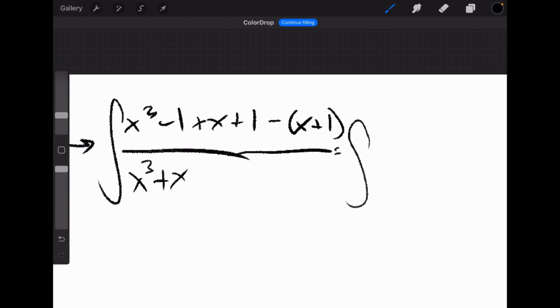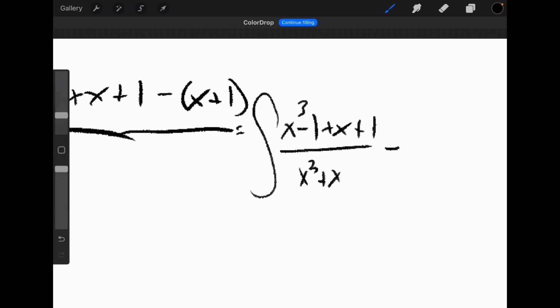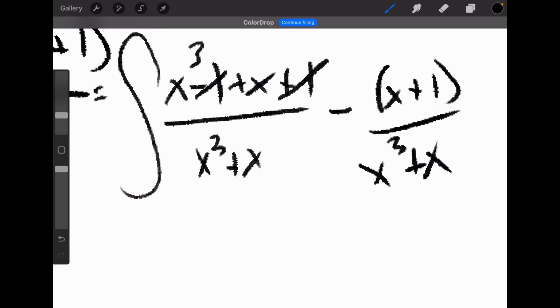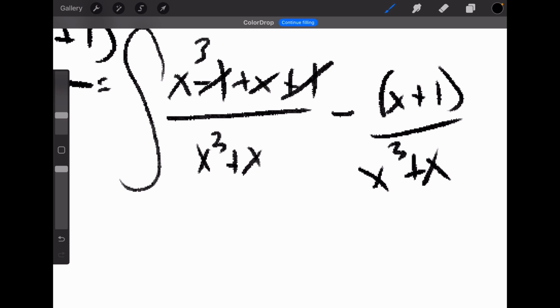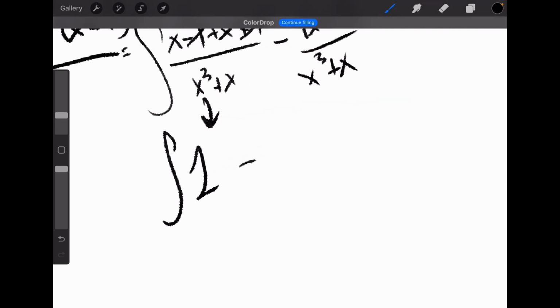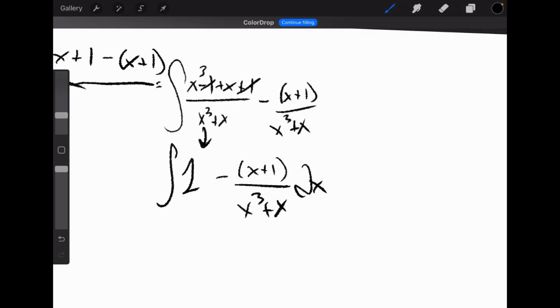And then I'm going to separate the integral. So I'm going to do x cubed minus 1 plus x plus 1 minus x plus 1 all over x cubed plus x. So I separated the numerator. And then from this, we can see negative 1 and positive 1 canceled out. And now we have x cubed plus x over x cubed plus x. So that's great because now that equals 1. And that's very easy. But now we have this as the rest, dx.